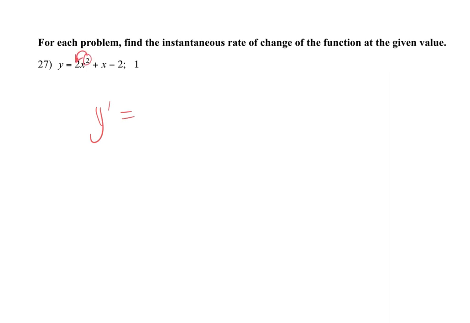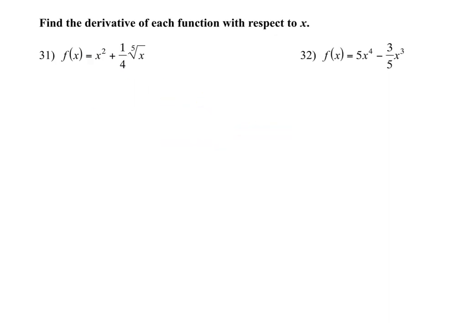We're going to multiply by our exponent 4, drop our exponent by 1. My coefficient of my x is just a 1. That's what it ends up being. Constants always drop off. That's my function to find the instantaneous rate of change. We're just going to plug that guy in. So 4 times 1 plus 1 equals 5. That is my instantaneous rate of change.